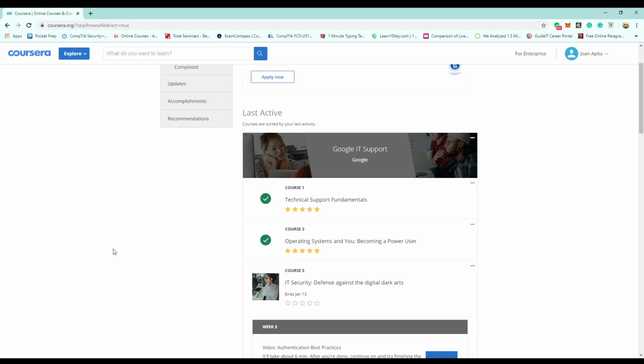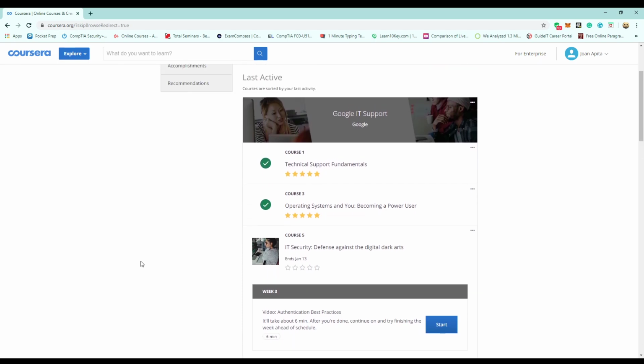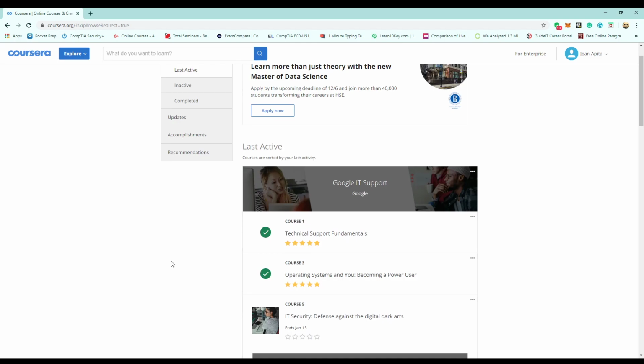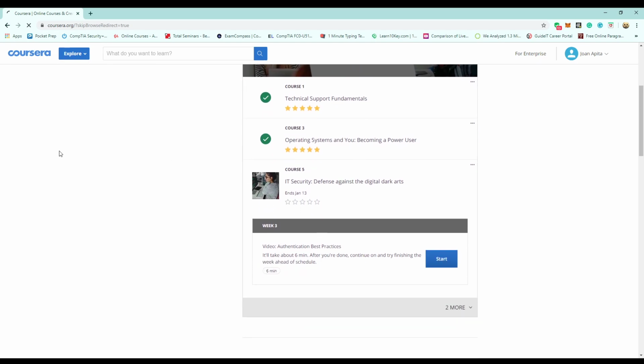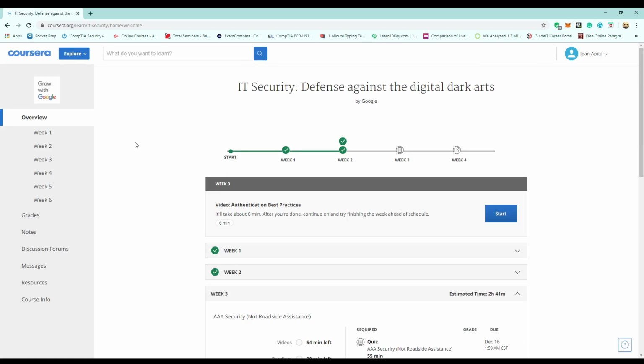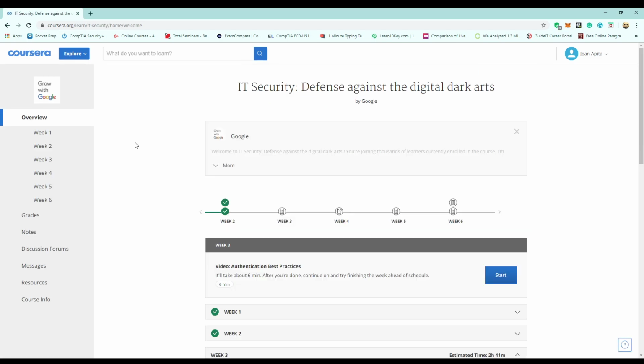Yeah, this is the Google IT Support certification, and one of the courses here is about IT security defense. There are five courses here. I'm done with the technical support foundation, operating system, and become a power user, and right now I'm doing IT security defense against the digital dark arts.